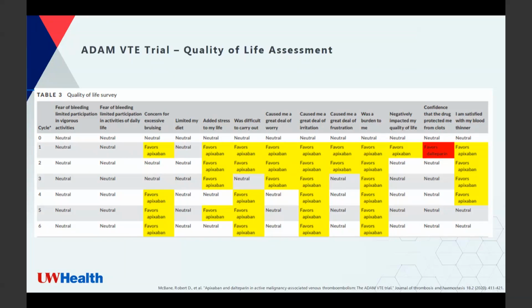where dalteparin was favored. As you can see, the overall burden and negative impact on overall quality of life was significantly higher with the dalteparin group. Interestingly, the only question that favored dalteparin was regarding confidence that the drug protected the patient from clots. However, this data adds support to the notion that low molecular weight heparin is associated with poor adherence due to many of the reasons addressed in this survey. I'll also mention that more patients who were randomized to receive dalteparin in the ATOM VTE trial stopped therapy early as compared to the apixaban treatment group in this trial.